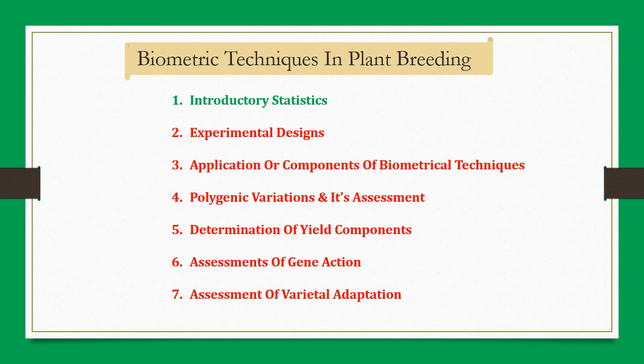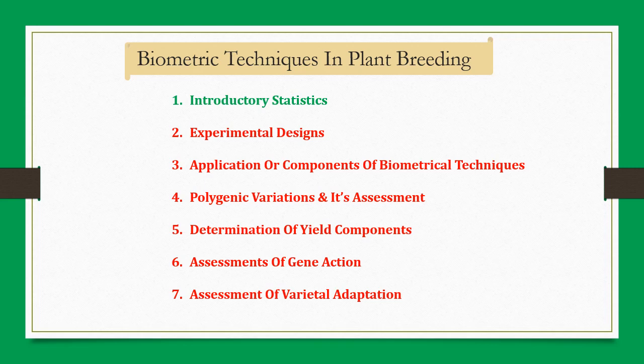In the last video lecture, we will see the assessment of varietal adaptation. What are the different models which are available to assess the varietal adaptation, like the Eberhart-Russell model, which is very important, Finlay-Wilkinson model, Perkins-Jinks model, and Freeman model.